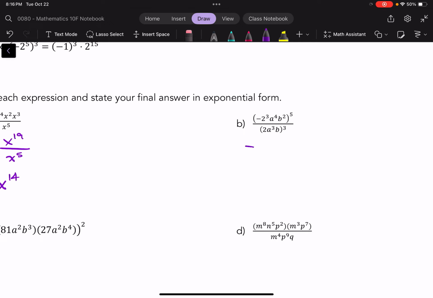So on top, that applies to this b squared. So that's b squared to the power of 5. We multiply the exponents. Why? Because that's like b squared times b squared times b squared times b squared times b squared. So 2 plus 2 plus 2 plus 2 plus 2. No, that's just 2 times 5. Wow, I could have just multiplied, which we did. a to the power of 4 to the power of 5. Well, that'll be a to the power of 20.